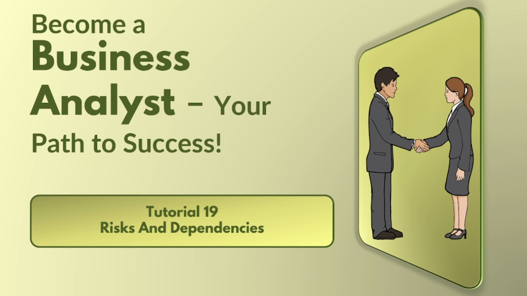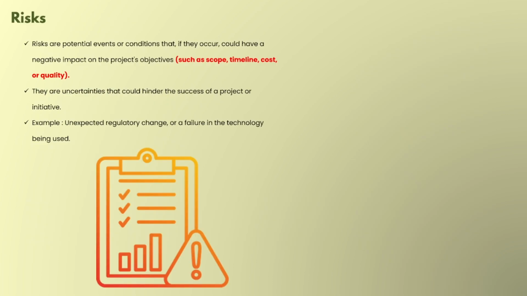Now, welcome to Module 7 and Tutorial 19: Risks and Dependencies. In this session, we will explore how to identify risks and manage dependencies for project success. We will also see techniques like risk register, SWOT analysis, root cause analysis, fishbone diagram, 5 whys method, and Gantt chart. So, without further delay, let's get started with Tutorial 19.